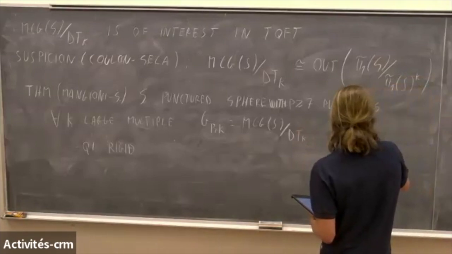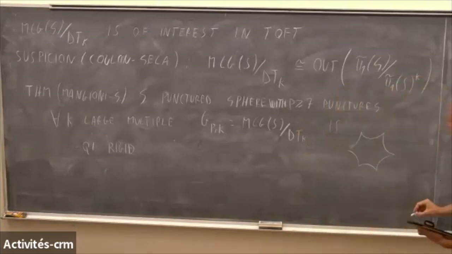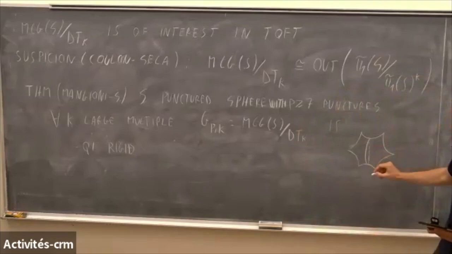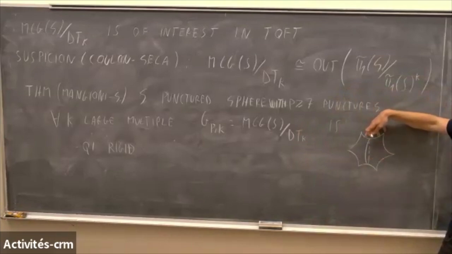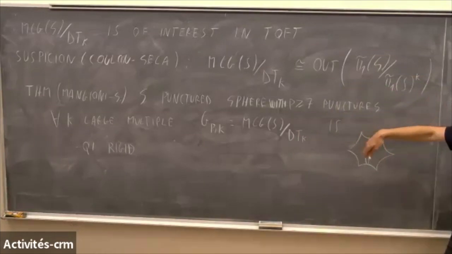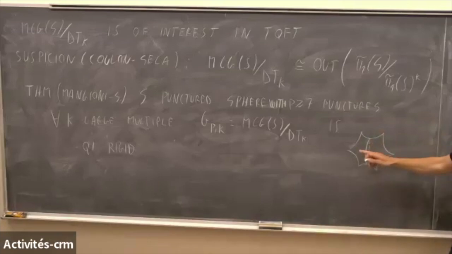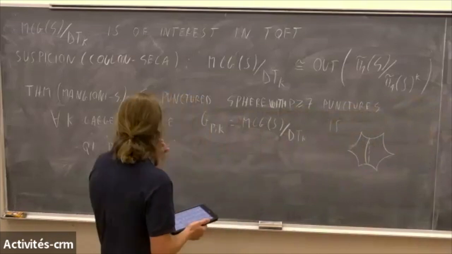So let's see. So 6, can I draw a hexagon? So this is a 6-puncture sphere. So it's hyperbolic for less than 5. For 6, it's relatively hyperbolic relative to what's left of the product subgroups, like the mapping class group of this times the mapping class group of that times the integers.